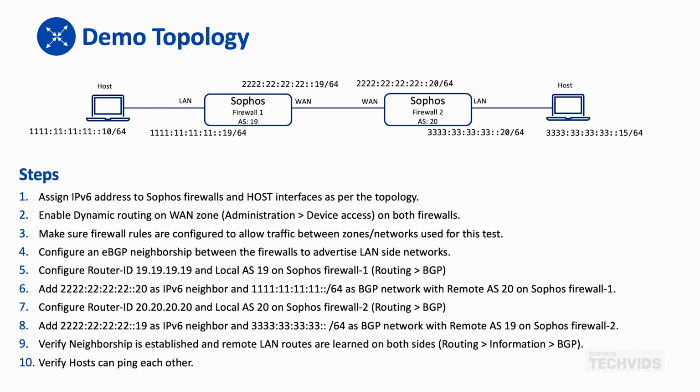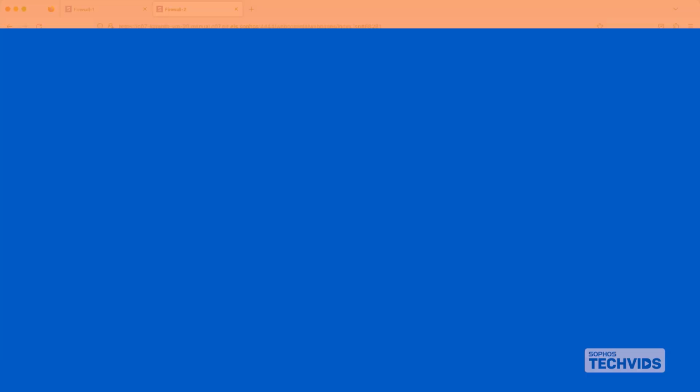Now, moving on to the demo. I'll establish BGP over IPv6 between two firewalls and verify host communication over IPv6 routes learned via BGP. The topology being used is shown here along with the steps I'll be following. Let's jump into the SFOS UI.